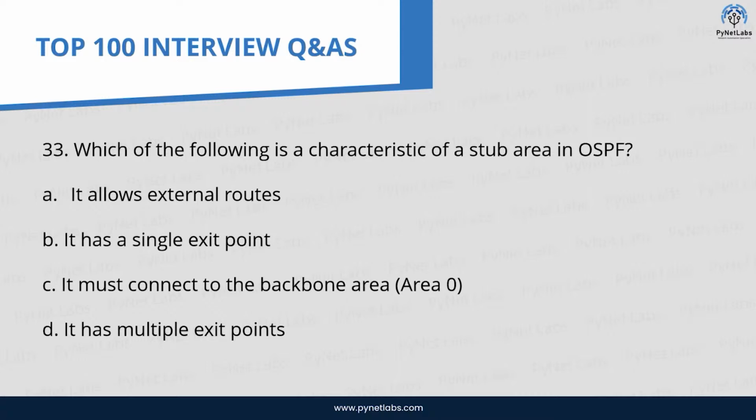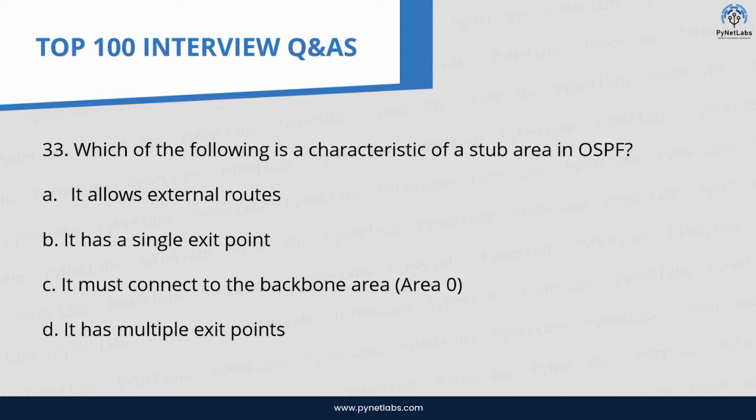Then we have question number 33, which asks: which of the following is a characteristic of an OSPF stub area? We have some options. First, it allows external routes. Second, it has a single exit point. Third, it must be connected to the backbone area. And the last option, multiple exit points. It's asking which one is the characteristic of OSPF stub areas.